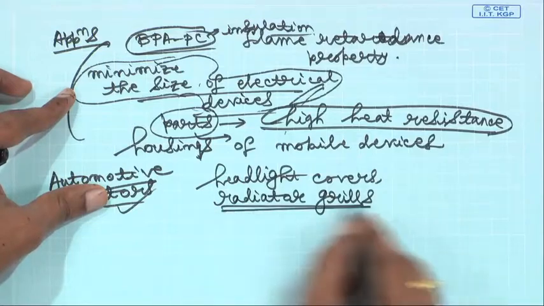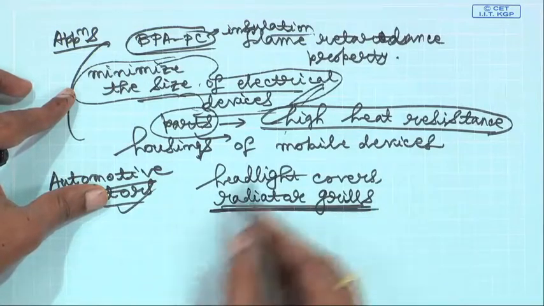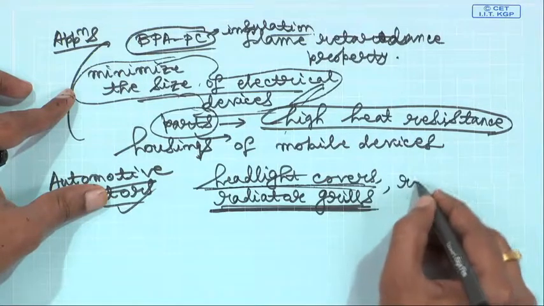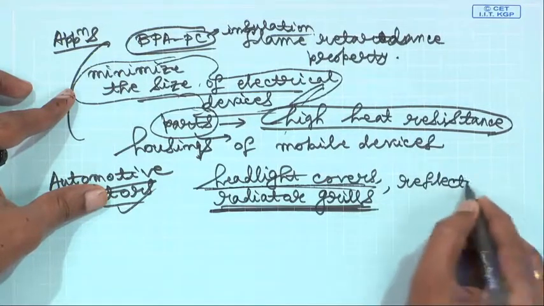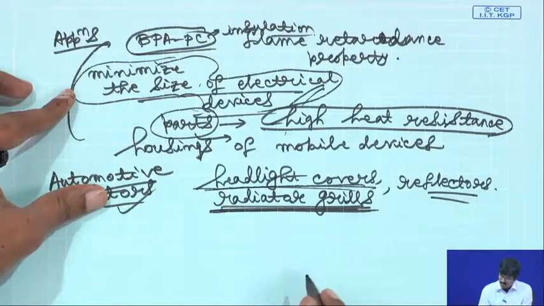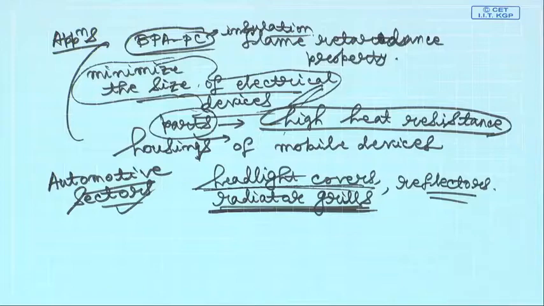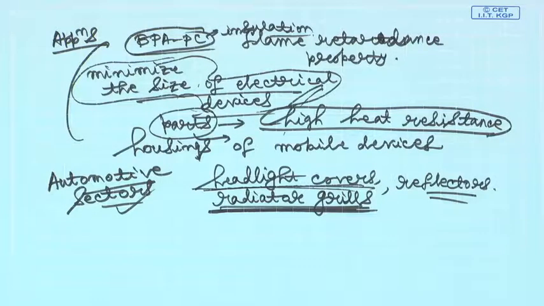Now, this particular application is because of the high temperature resistance. Headlight covers, because they are transparent material. They can also be used as reflectors, and so on and so forth. So, depending on what kind of usage you want, you would want a specific property: high heat resistance or high transparency, high impact resistance, and so on and so forth.